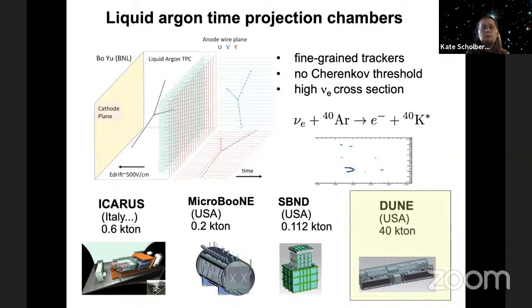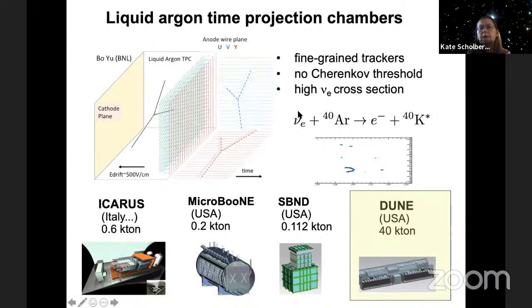And then you will get a projected image of that track in 2 dimensions that you can pick up, that charge, on collection and induction planes of wires or possibly other kinds of readout. And then from the time that drift takes, you can tell the 3rd dimension. And so you get a 3-dimensional reconstruction of a track. And so this is a very, very cool idea. And you can get very precise images of what the final state particles are.